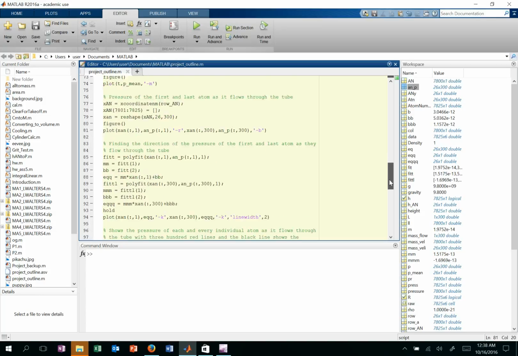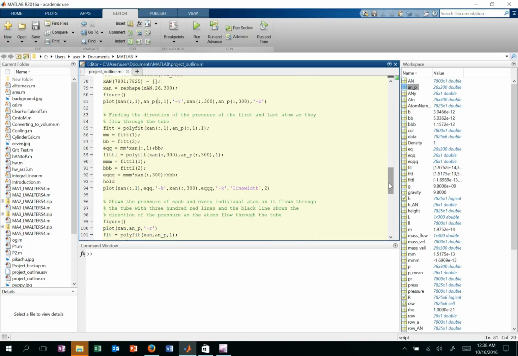We want to find the direction of the pressure of the first atom and the last atom as they flow through the tube. So basically we're just going to find the slope of the pressure as a function of distance through the tube, and we'll plot that on the same graph as this so we can get a comparison, and that'll give us a direction. If the slope is pointing in the upward direction, then that means that the pressure is increasing as distance is increasing. And yeah, we can basically just make observations like that.